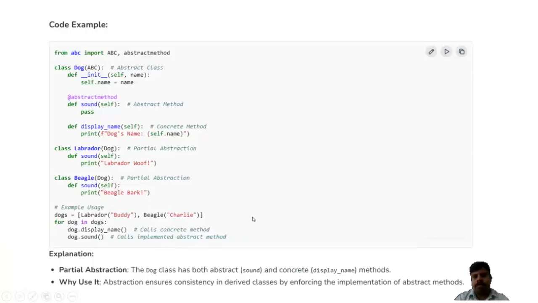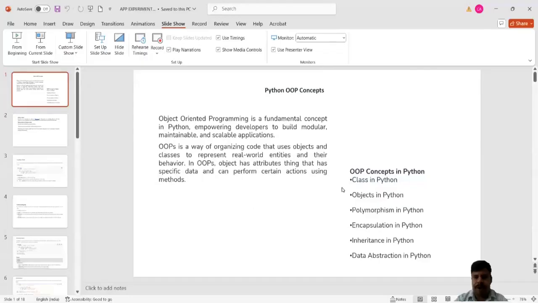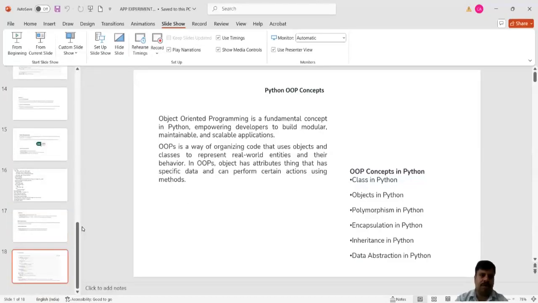Dog dot sound will call woof, bark, like that. Okay, so this is a simple thing which I have used for your explanation purpose.